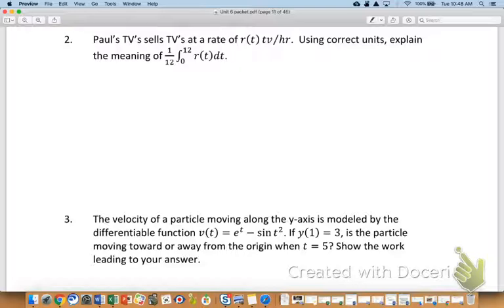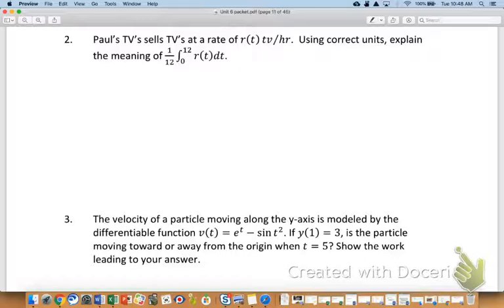Reese, what do you think? Would it be the average over each hour? Average what? The average net change of TVs. Now the word average I like. The average number of TVs. So what kind of thing is R of t? A rate. It's a rate.